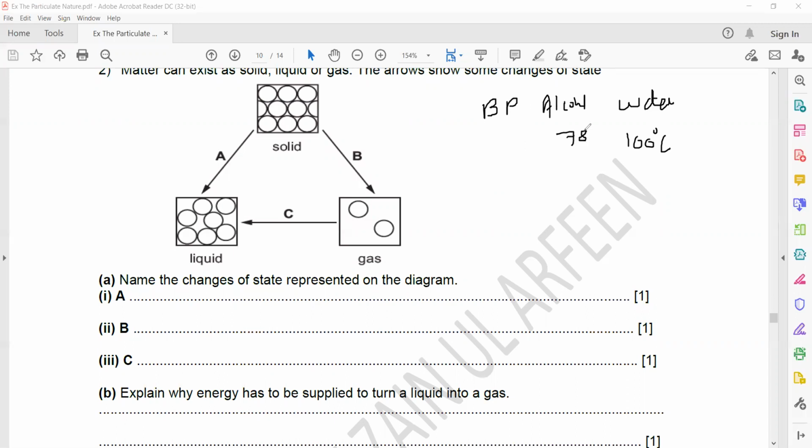So why, even though the two substances are liquids, do they have different boiling temperatures? Because they have different force of attraction between the particles. Alcohol has weak attraction between the particles, so bonds can break easily. That's why you need a small amount of energy. Whereas in water, the particles have strong attraction between them, so you need more energy. That's why you need a higher temperature or higher boiling point for water.